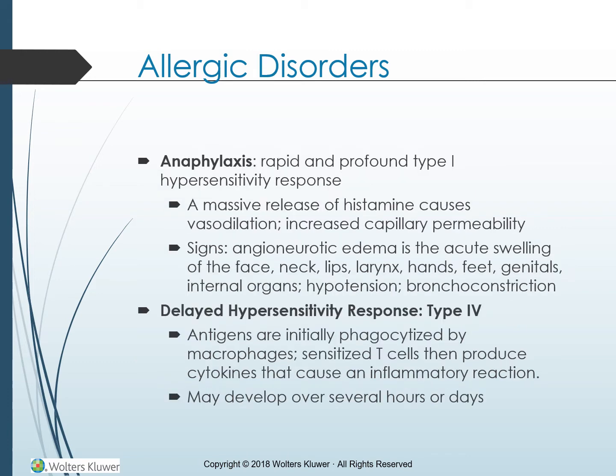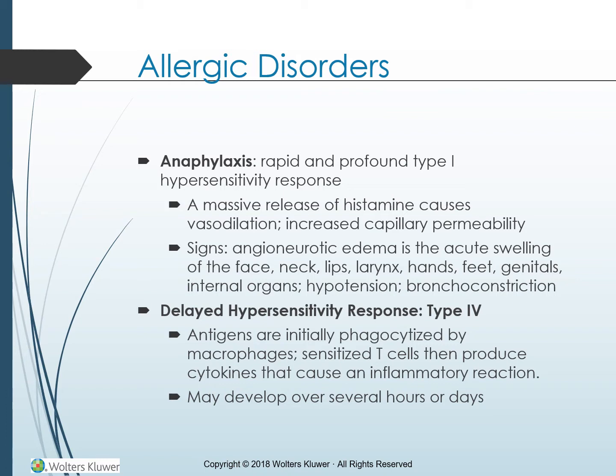Delayed hypersensitivity response, type 4. A delayed hypersensitivity response is also termed a type 4 hypersensitivity response. Antigens are initially phagocytized by macrophages. Sensitized T cells then produce cytokines that cause an inflammatory reaction. Antibody production is not a component of delayed hypersensitivity response. A delayed hypersensitivity response may develop over several hours or days, or it may reach maximum severity after repeated exposure.